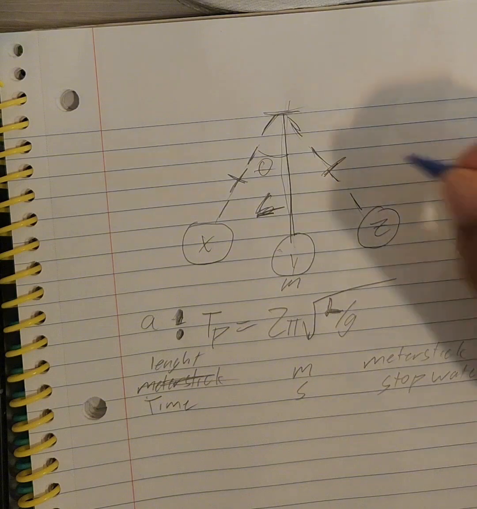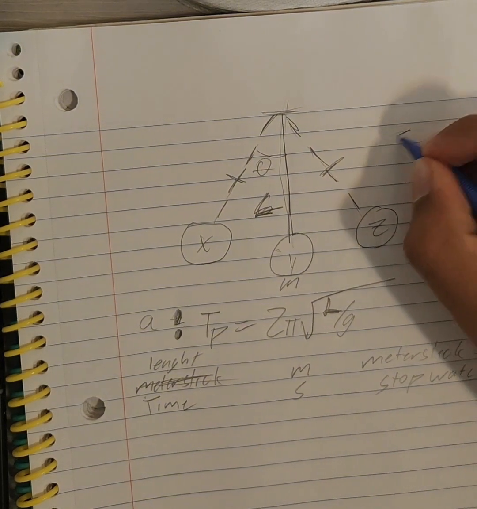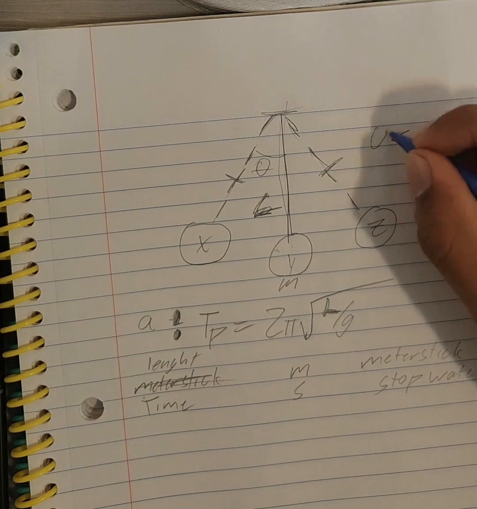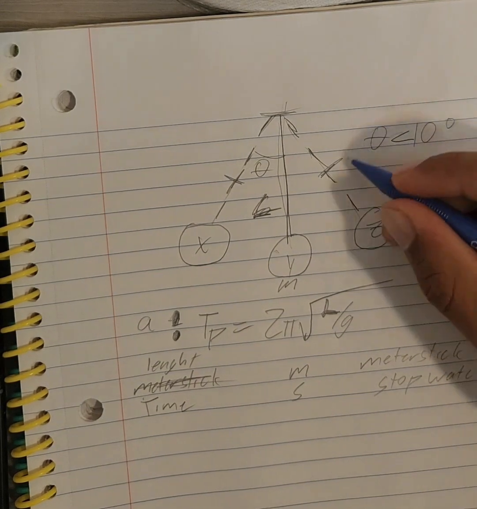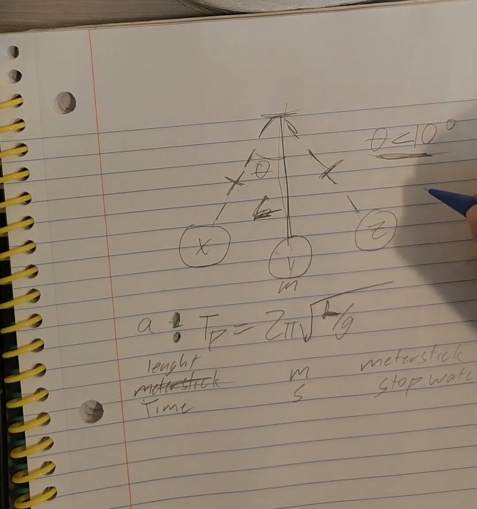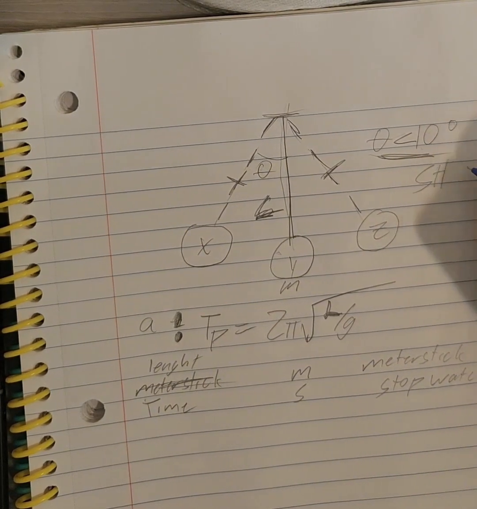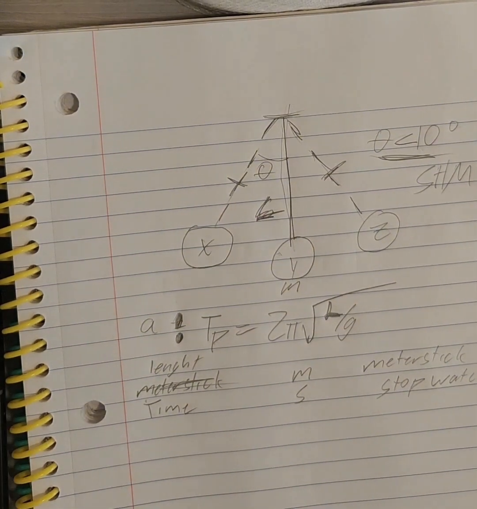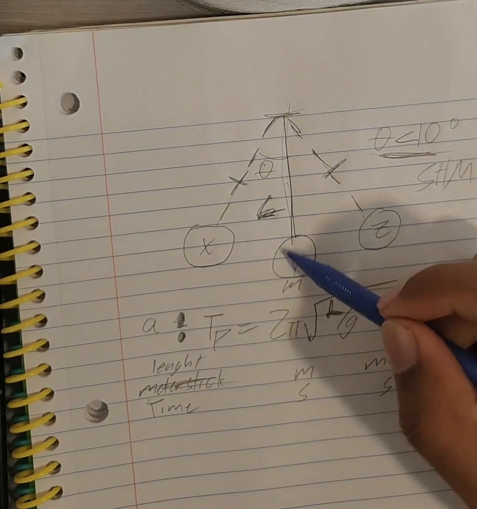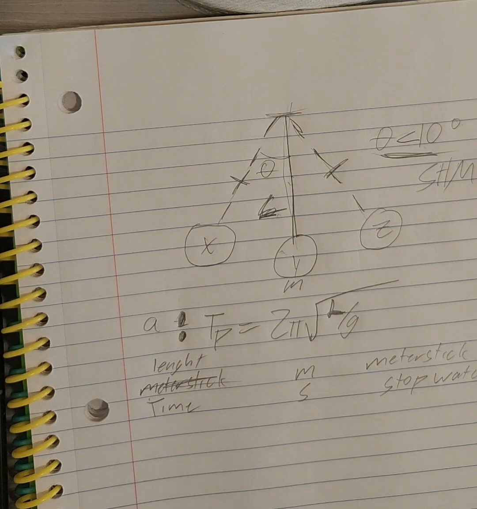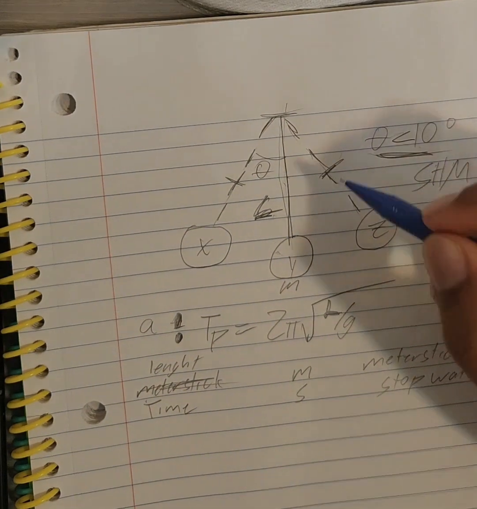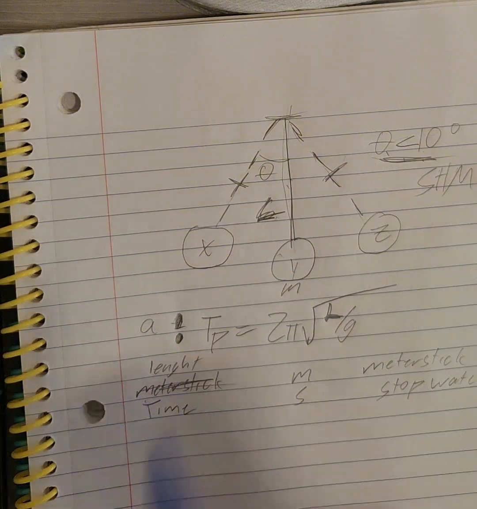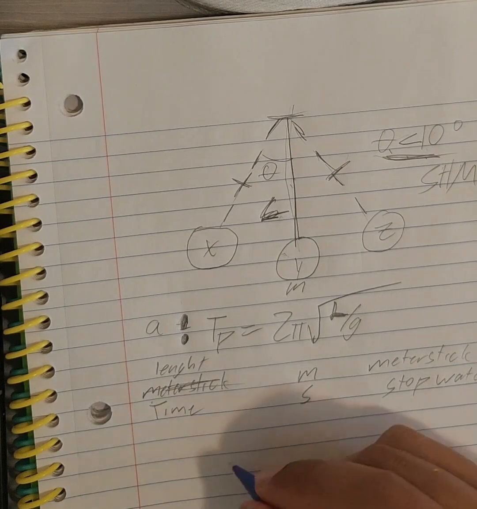Make sure that theta is no more than 10 degrees. So theta has to be less than 10 degrees. Very important. If it's not less than 10 degrees, it is not simple harmonic motion. Okay. So we're going to let it go back and forth with different lengths of string. Very important that it has to be multiple tries of the same length as well. And remember, no more than 10 degrees. We will graph the time it takes.